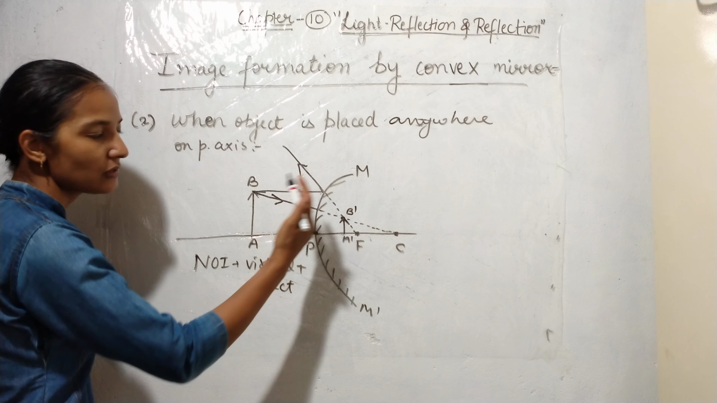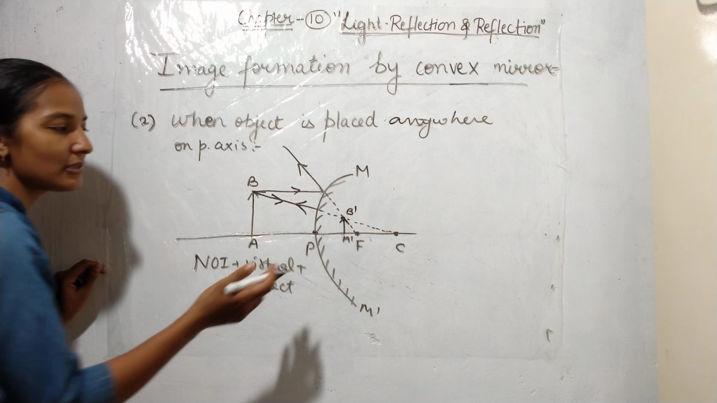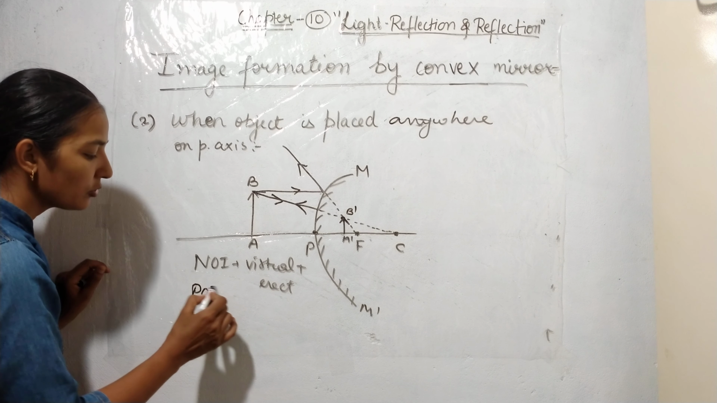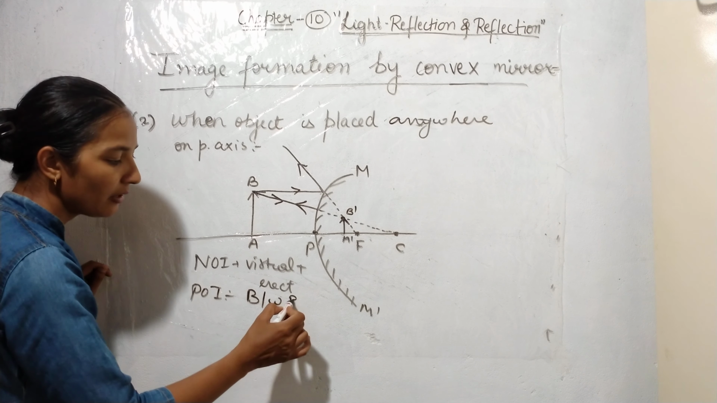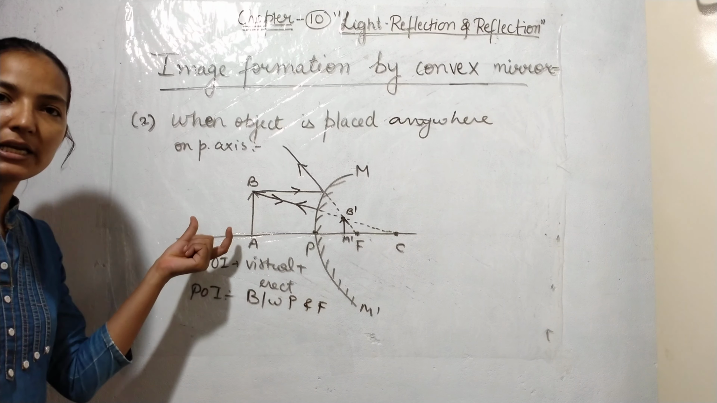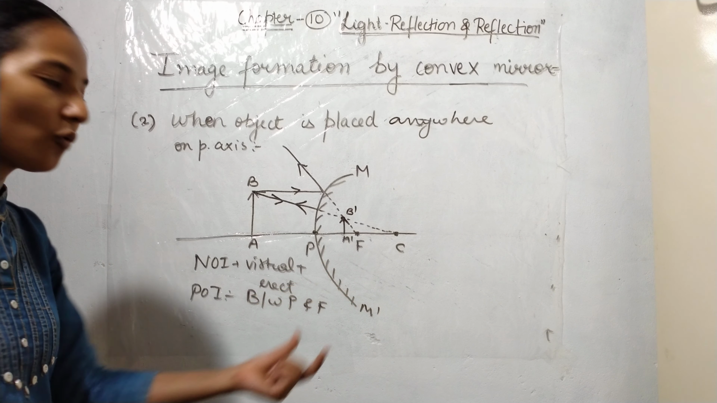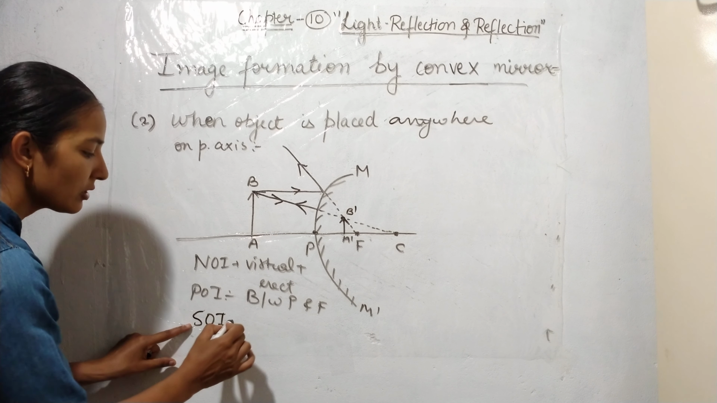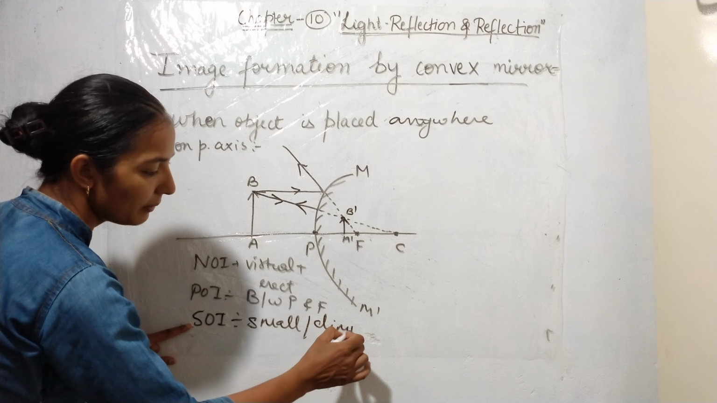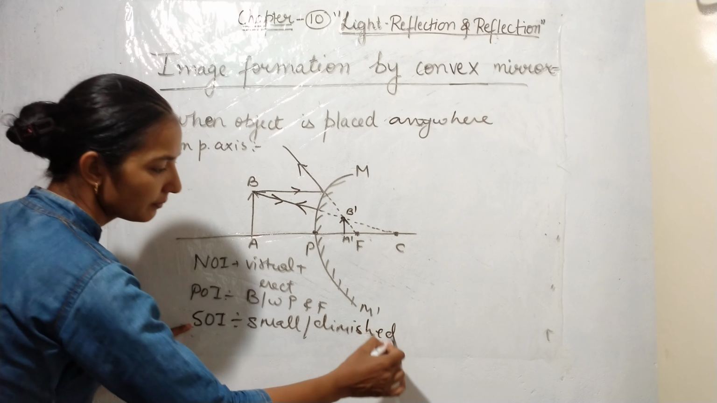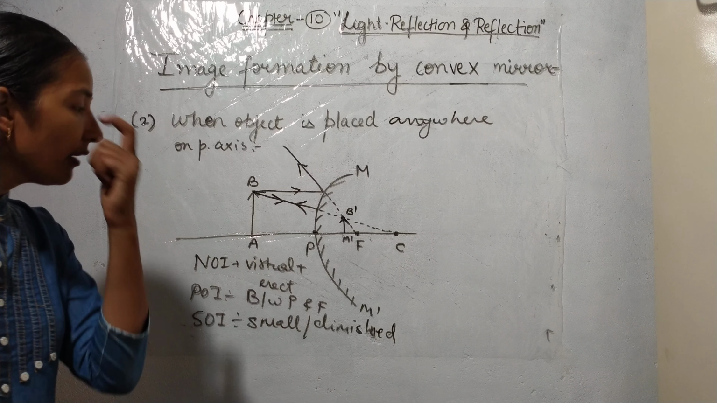Why is it virtual? Because it is formed behind the mirror. As well as it is formed above the principal axis, so it is erect. The second one is the position of the image. What will be the position of the image? Between pole and focus. So you can keep the object anywhere on the principal axis and you will get the image between pole and focus. And what will be the size of the image? The size of the image will always be small, or you can say it will be diminished.